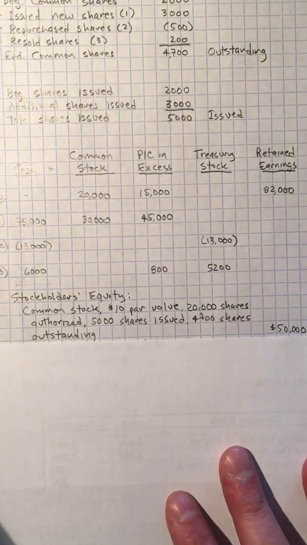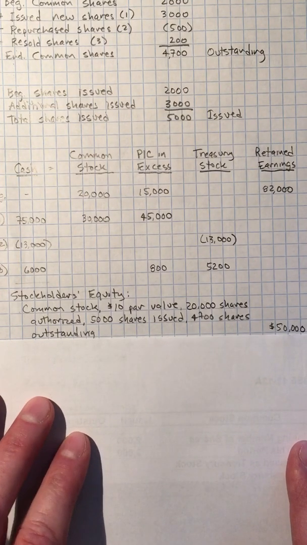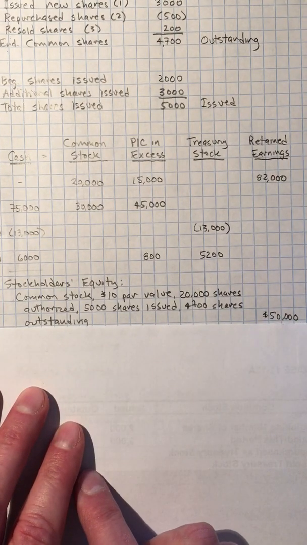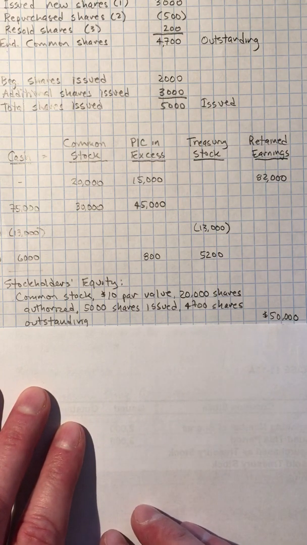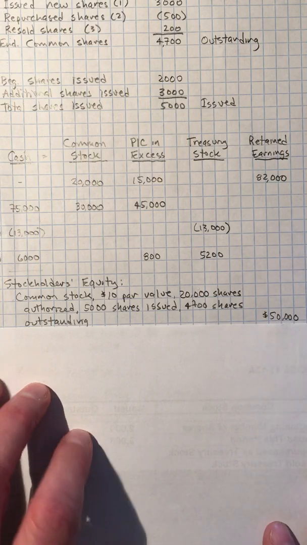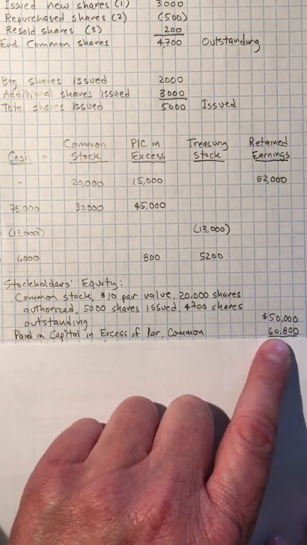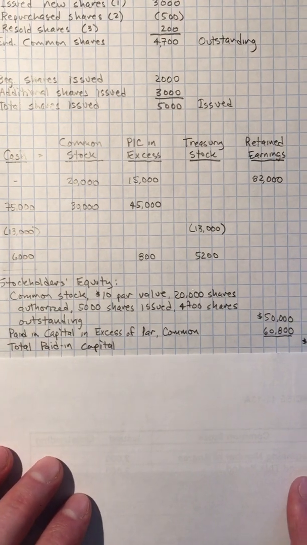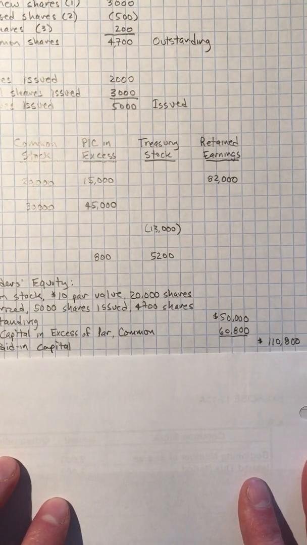So the first thing I'll have is common stock, and there's quite a bit of verbiage here, but this all gives information to potential shareholders about the amount of shares that exist. So we'll say common stock, $10 par value, 20,000 shares authorized, 5,000 shares issued, 4,700 shares outstanding. And that's $50,000. Then I have paid in capital in excess of par for common stock, that's $60,800. So that's my total paid in capital. That's the amount that has been paid in by shareholders. I have to shift this over a little bit. $110,800. That's what's been paid in by shareholders.